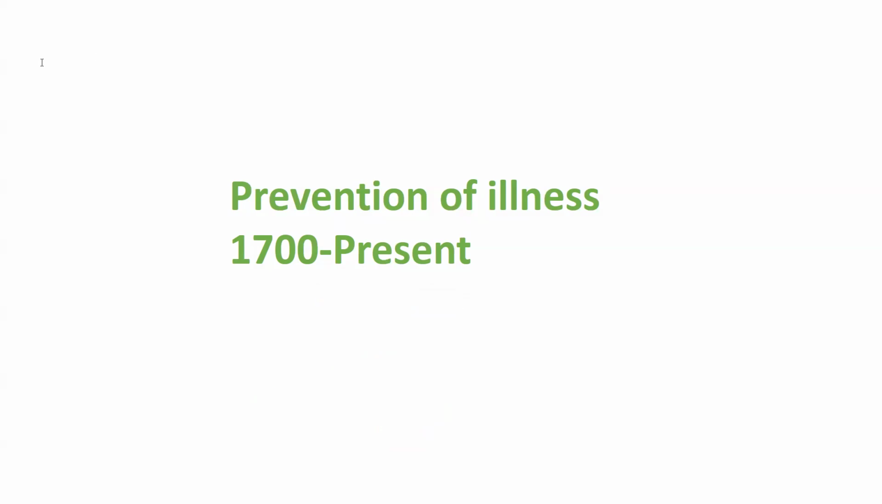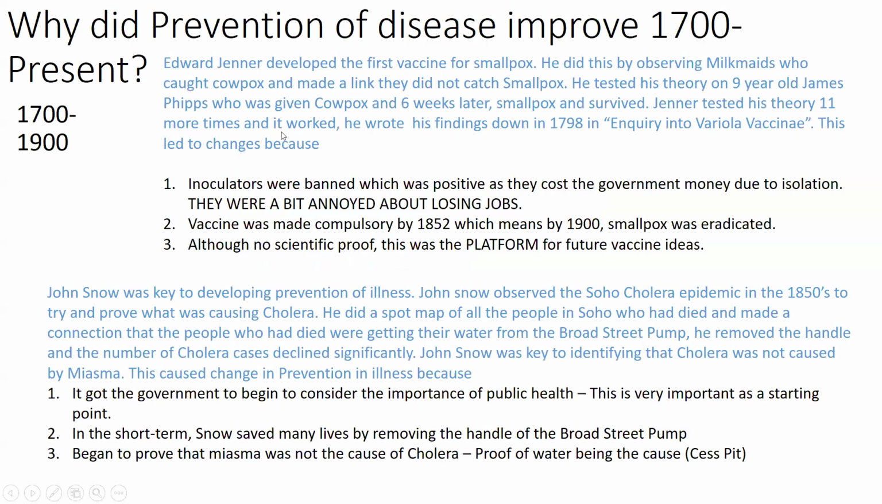So, prevention of illness. This should be quite a short video on how we try to prevent people getting sick. Now, the first two, 1700 to 1900. In the blue is the evidence, and in the black is the explain. So, the blue is the story, the black is the impact. What we've got to start off with is Edward Jenner.